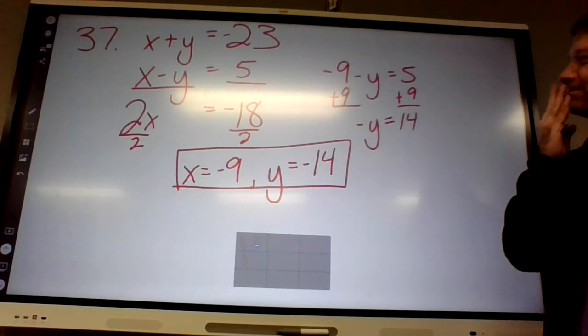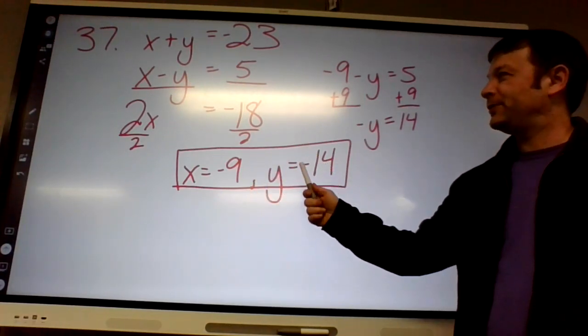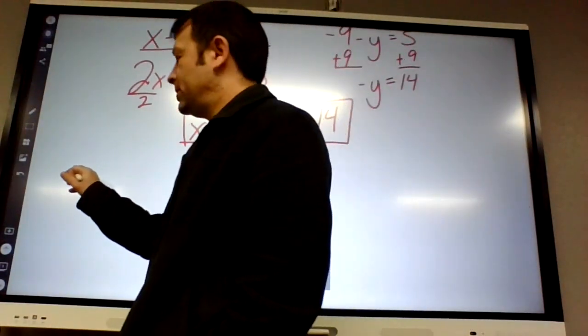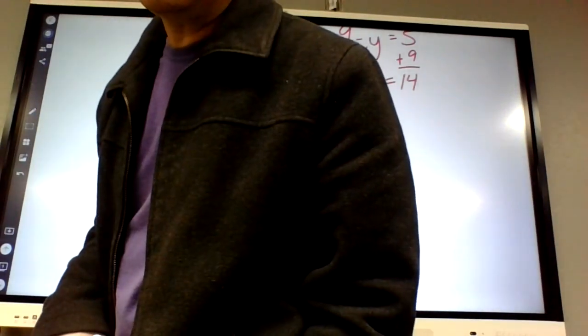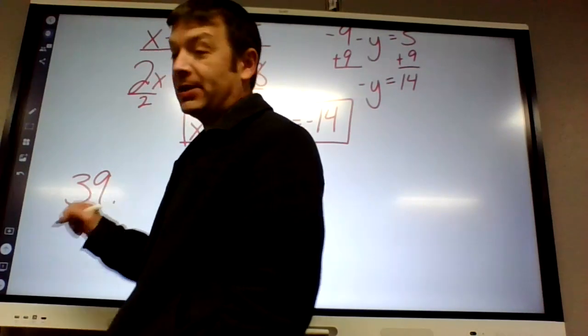Let's see. Do these two numbers add up to negative 23? Yes, they do. If you subtract them, do they equal 5? Yes, they do. Okay. 39. What's 38 look like? Yay. Kind of like the worksheet. I'm gonna let you guys try it. 39.